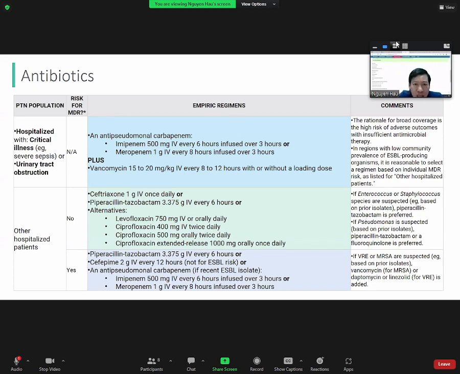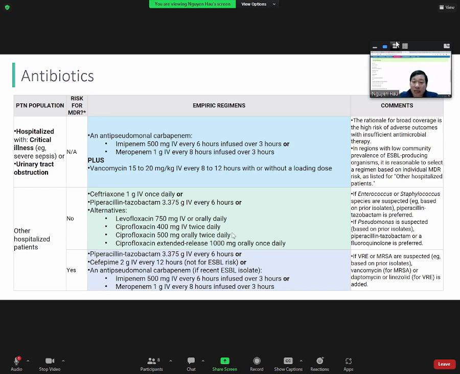We have to use antibiotics when you examine a patient with UTI, especially complicated UTI. In severe situations or septic shock, you have to use imipenem or meropenem plus vancomycin. In another situation, sometimes we can use ceftriaxone, piperacillin-tazobactam, or alternatively levofloxacin, ciprofloxacin, or a quinolone. And in another situation, we can use cefepime or an anti-pseudomonal carbapenem, imipenem or meropenem.